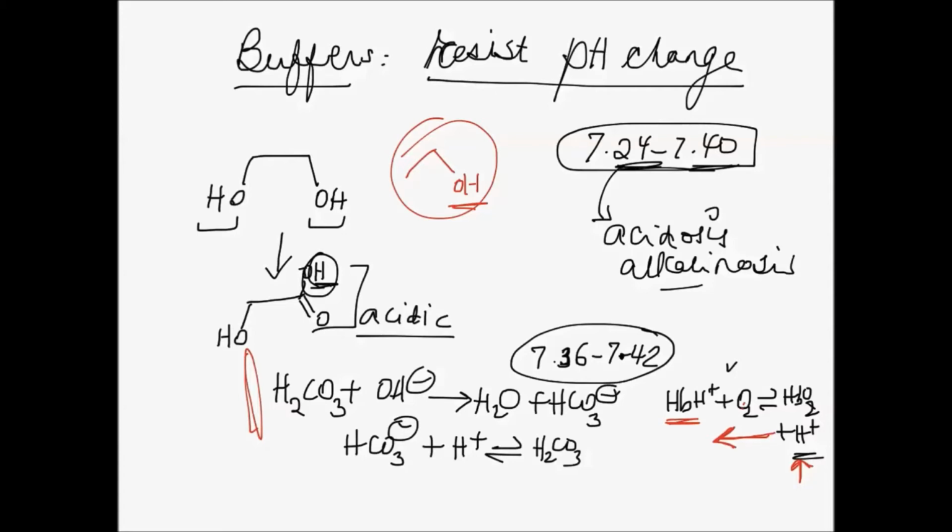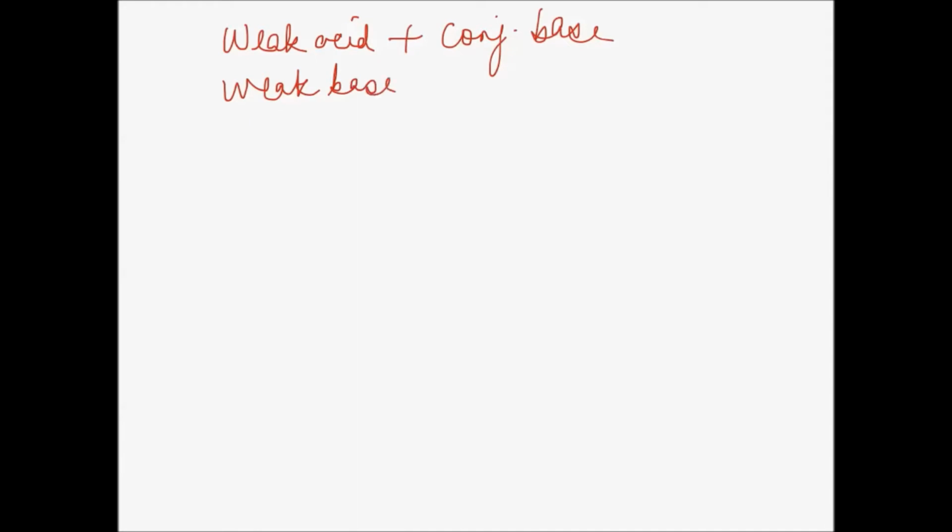Now, you might ask, what does the buffer contain, and how does the buffering action take place? And like I said earlier, a buffer contains a weak acid and its conjugate base, or it could contain a weak base and its conjugate acid. So either it will contain a weak acid with its conjugate base, or it would contain a weak base with the conjugate acid.